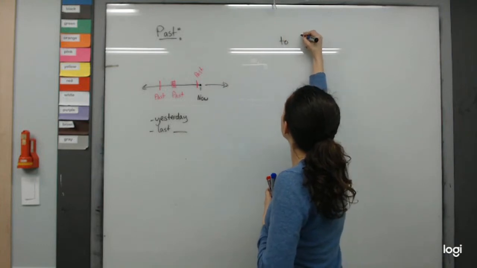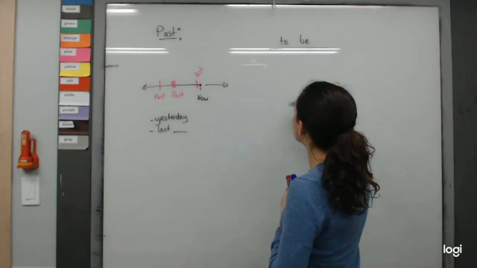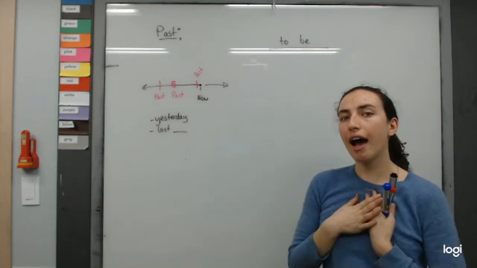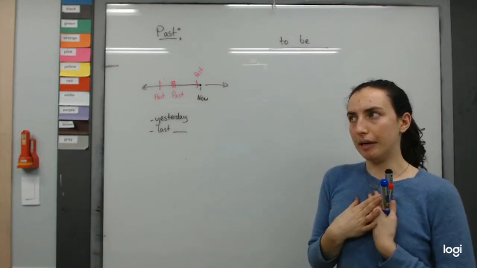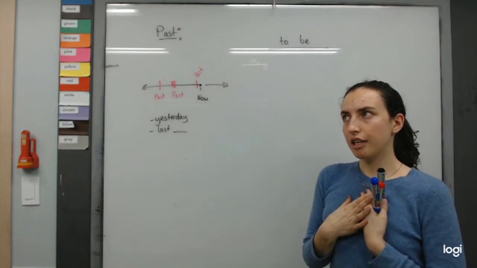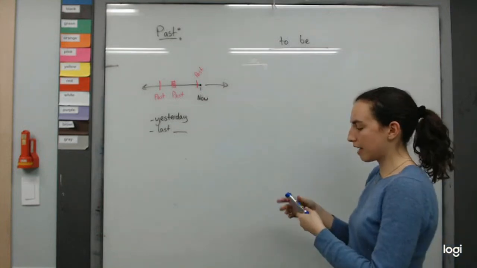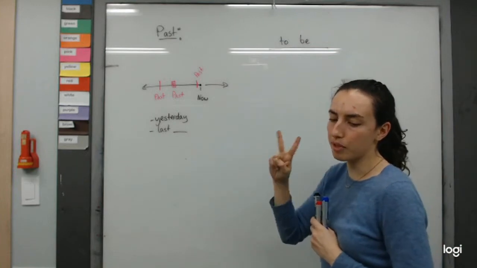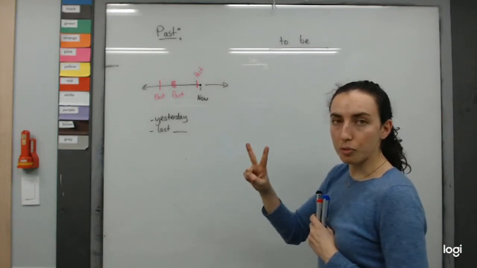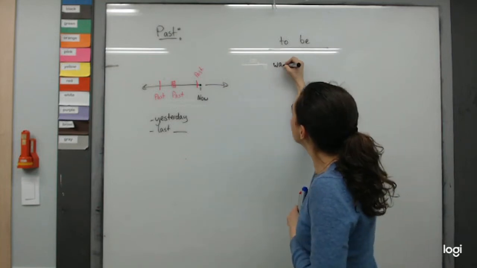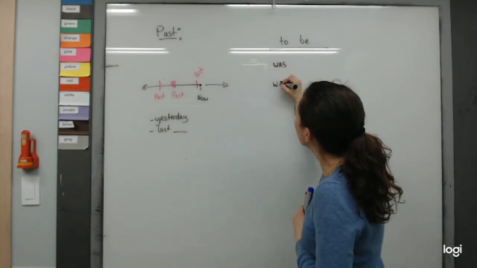So to be, in the present tense, we use is, am, are. So I am a teacher. He is a doctor. Things like that. Okay. So in the past tense, we have two forms of to be. Okay. We have was and were.